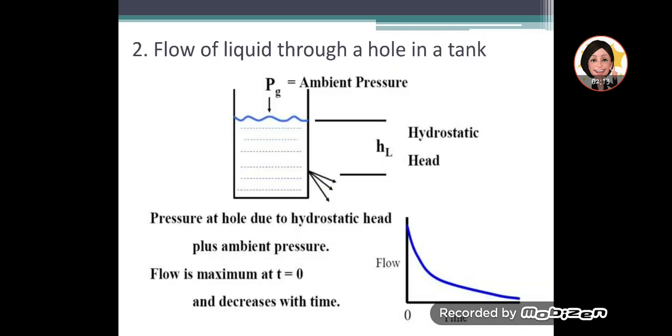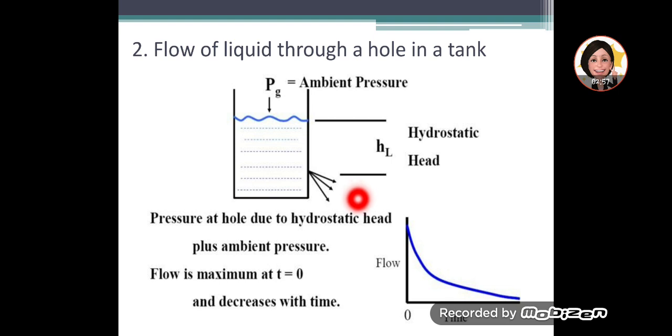Now let's look at the second source model, flow of liquid through a hole in a tank. If this is the hole, then there is more liquid above the hole, so there is potential energy here. This is called hydrostatic head, HL. The pressure at the hole is due to the hydrostatic head plus ambient pressure. We have ambient pressure acting on the fluid, and also the height HL of hydrostatic head, which contributes to the potential energy.